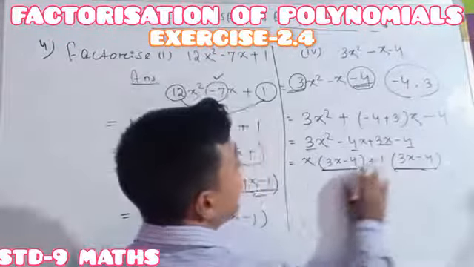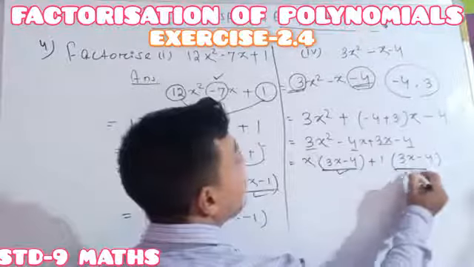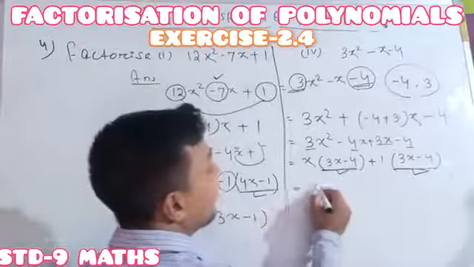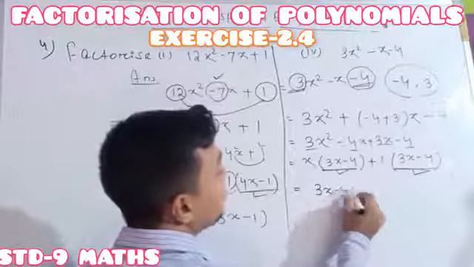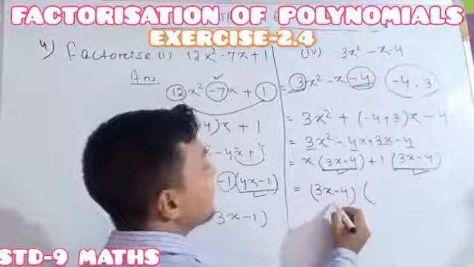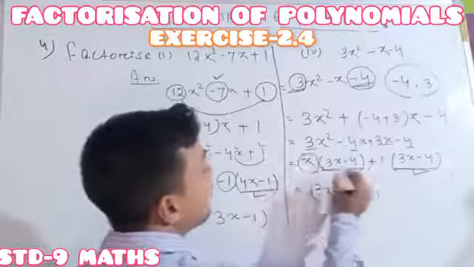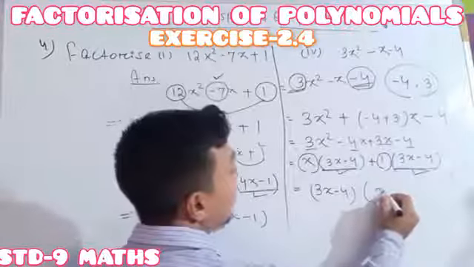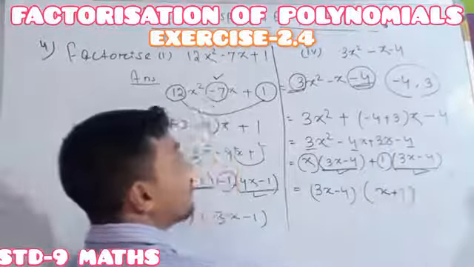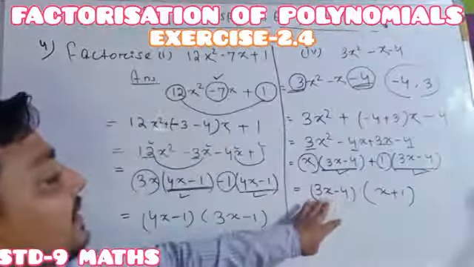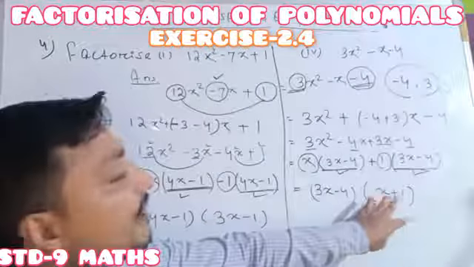See, here from the 2 terms, this binomial is the common. Whenever the binomial is common, 3x minus 4, you have to take the binomial as the common, and the non-common one is your x, here it is 1. So for which x, here it is plus 1. So now the factorization of this one is our 3x minus 4 whole into x plus 1.